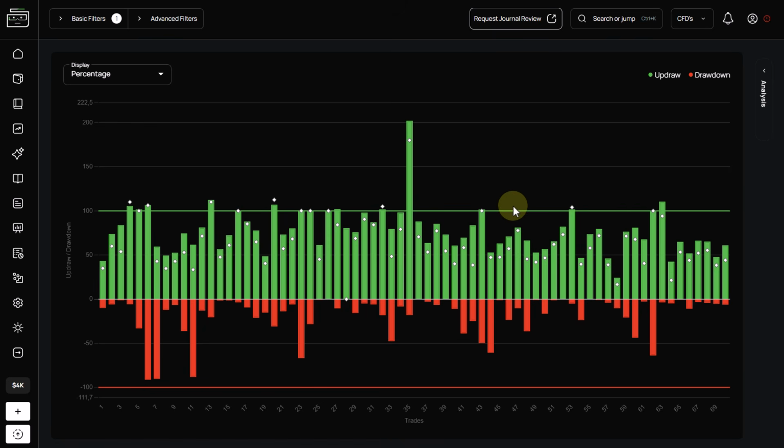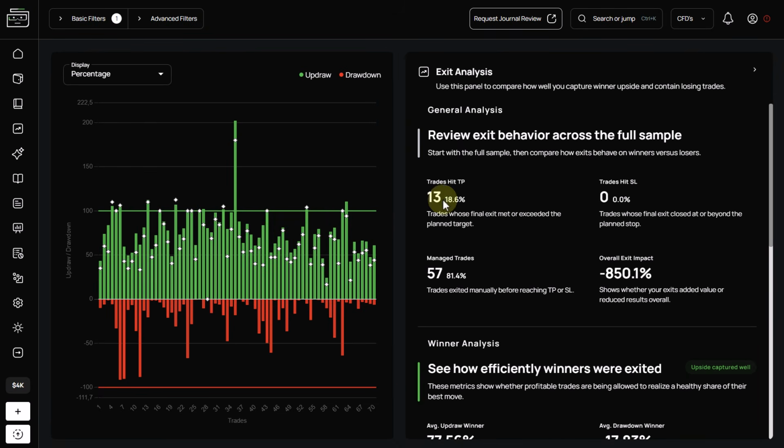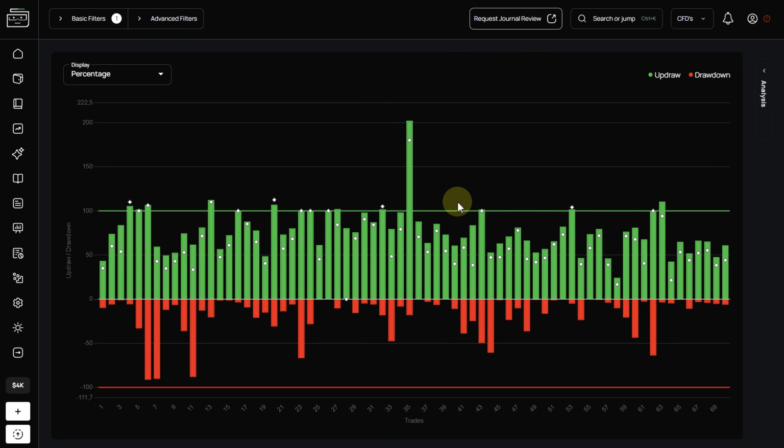I would at the same time not touch the target because you can see there are only a handful of trades that actually reach the take profit. So only 13 trades hit the take profit, which is only 18% of your trades. So the target is already set at a point where you need to interfere manually and you need to close your trades manually. You can see here the white diamond markers is where he exits it. And so he's always most of the time exiting his winners well before the take profit.